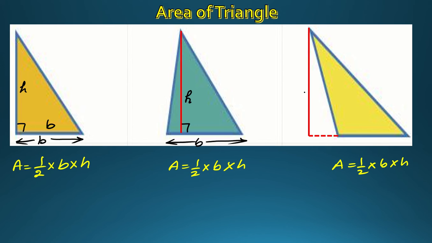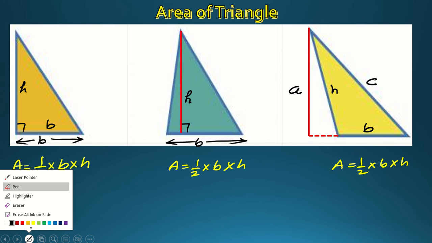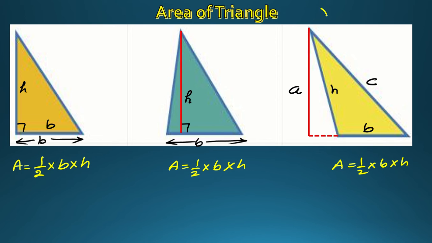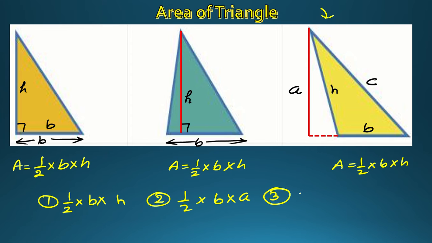Okay, see, they can say, if this is for example A, H, C and this is B. Okay, then they will say which of the following options represents the area of the triangle. I am talking about the third case only, this triangle. Okay, this one, not the other two. So option 1 can be, they will write half times B times H. Second option can be half times B times A. Third option can be half times B times C.